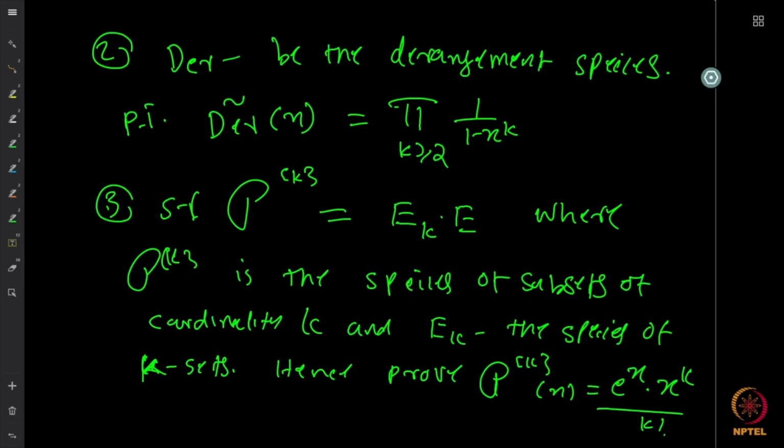Third question is to show that if P to the power bracket k denotes the species of subsets of cardinality exactly k, okay, and E_k denotes the species of k element sets, then show that P_k is actually equal to the product of E_k and E, and hence prove that the exponential generating function P_k of x is actually equal to e raised to x times x raised to k by k factorial.